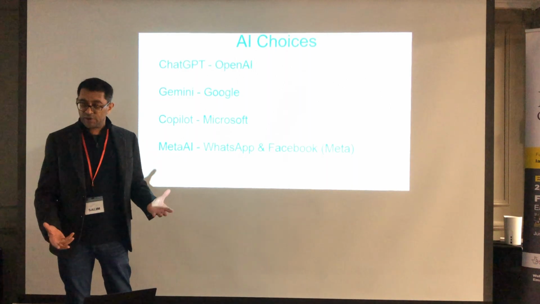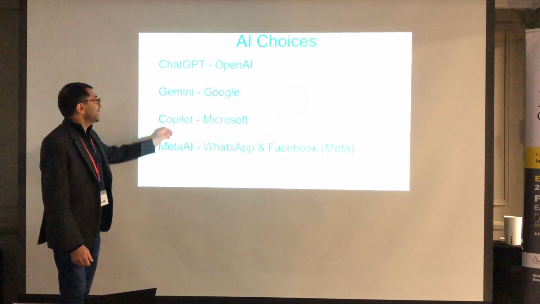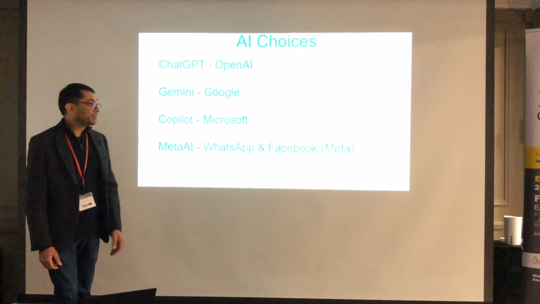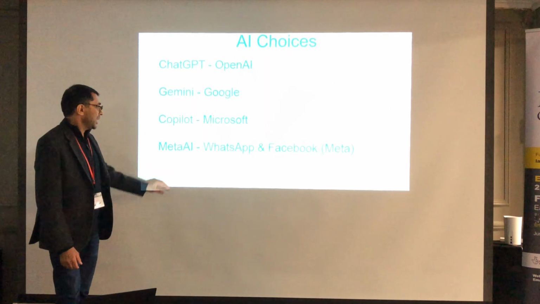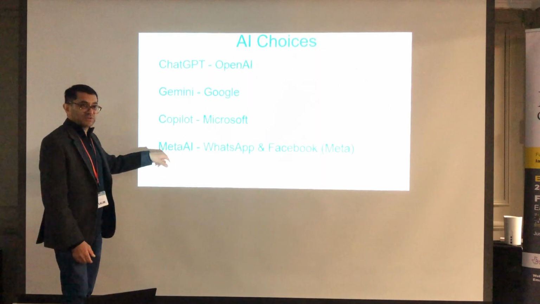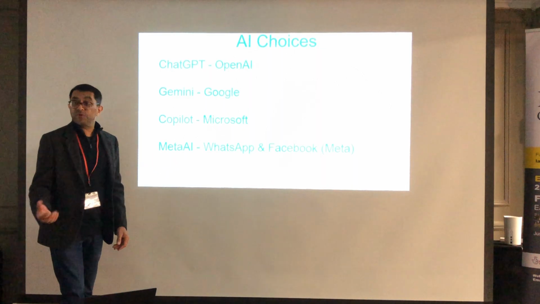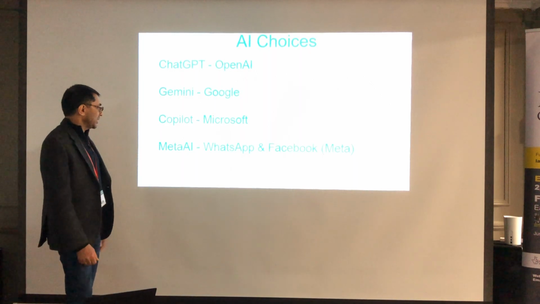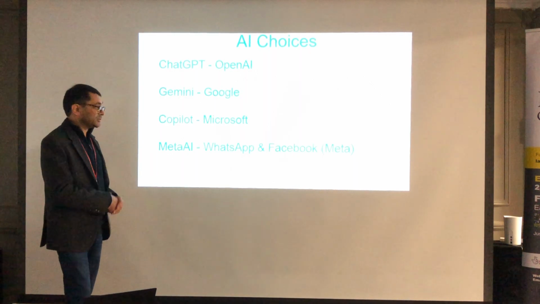It's a proprietary commercial system. Google have an AI agent called Gemini. Microsoft have Copilot. And WhatsApp and Facebook have Meta AI. If you look on your WhatsApp, you'll see Meta AI is actually available as one of your contacts. You can talk to Meta AI and ask it questions. So that's one of the places where you can use AI.